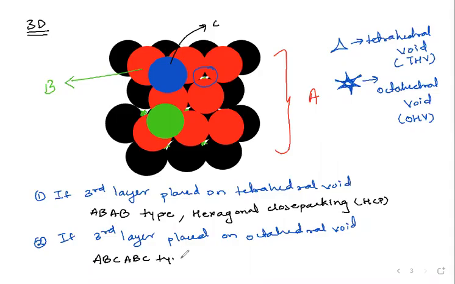type packing, correct? We can say arrangement, which is called cubic close packing, called CCP. Is everyone clear? Understood?